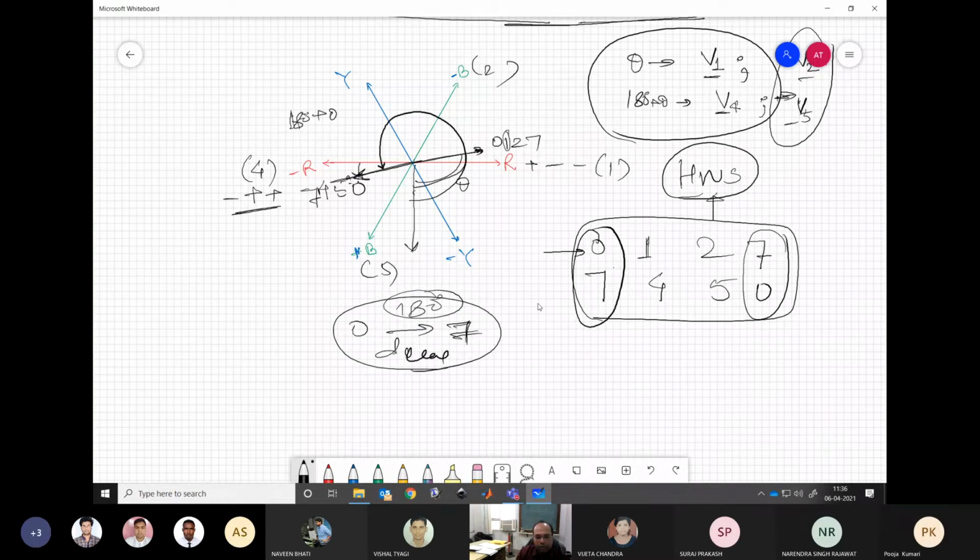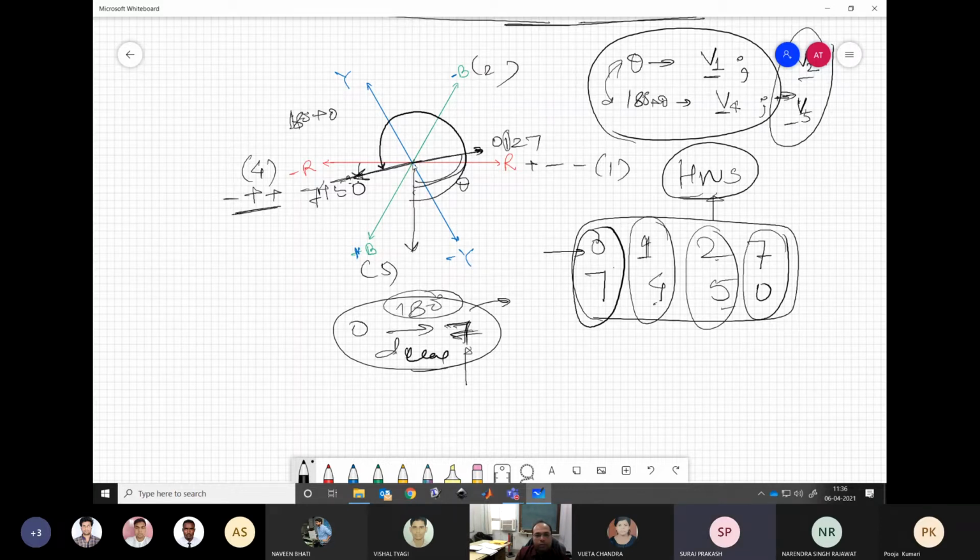Dual means whenever you have 0 at one place and you have to apply the other vector, the only other option we have is 7. Here we have different options. When we are going 180 degrees apart, for 1 we are applying 4, for 2 we are applying 5, and so on. Getting my point?